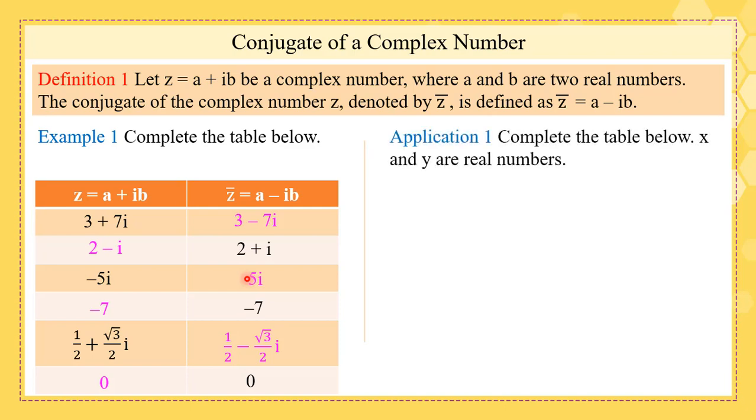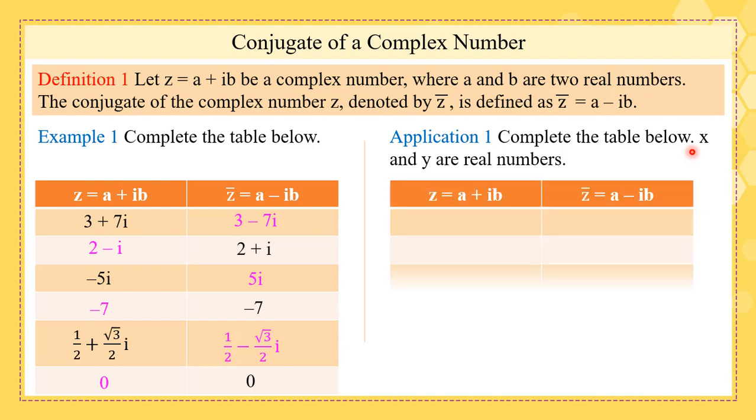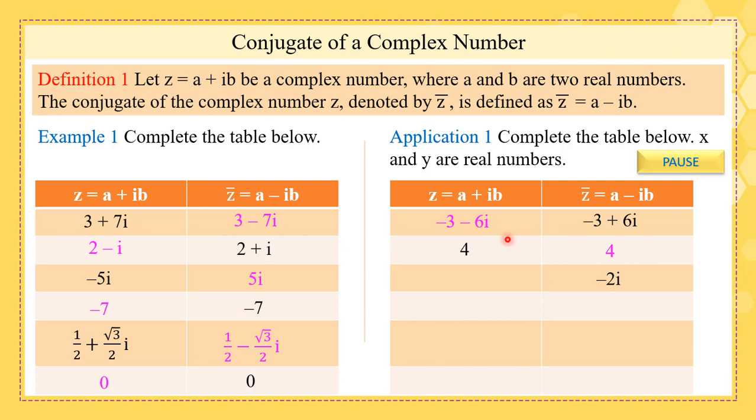Let's see this application. We need to complete the table below. Remember, x and y are real numbers. This is also z and this is z bar. Well, if z bar is minus 3 plus 6i, try to find z. This is minus 3 minus 6i. If z is 4, try to find z bar. This is also 4. And if z bar is minus 2i, try to find z. It will be 2i.